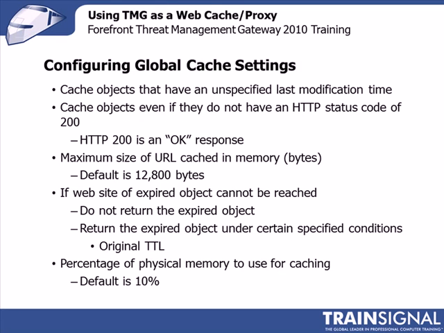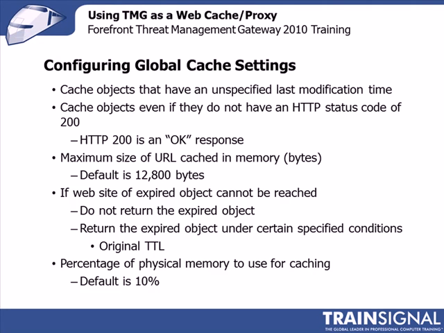There are some additional global cache settings that are available for your use as well. First of all, do you want to cache contents that have an unspecified last modification time? This can confuse clients because it doesn't know exactly when content was modified and could result in content that's out of date being served to clients. Do you want to cache objects even if they don't have an HTTP status code of 200? This is an OK response when you download content. So if there's some other kind of response, such as an authentication error, which is a different HTTP response code, do you still want that content cached?